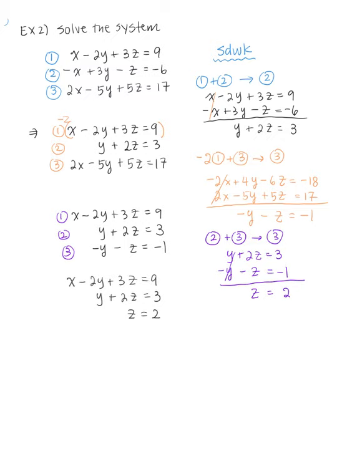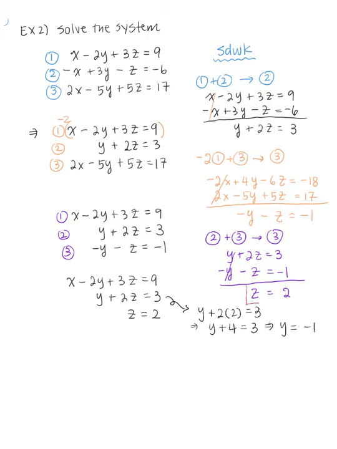We already got the z value, so in order for us to get the y value, all you have to do is plug in 2 in place of z into the second equation. All right, so let me just do that. That implies that we're going to have y plus 2z, so 2 times 2, equals 3. So that means we have y plus 4 equals 3. So our y is going to be negative 1.